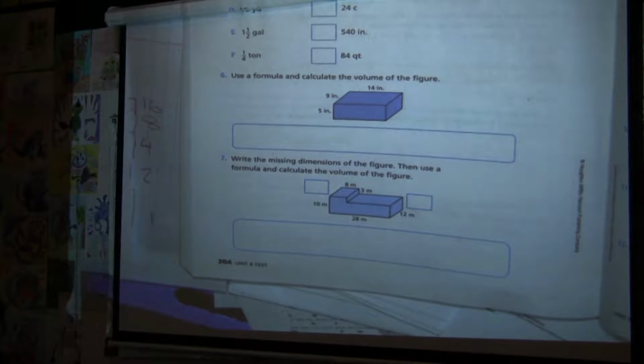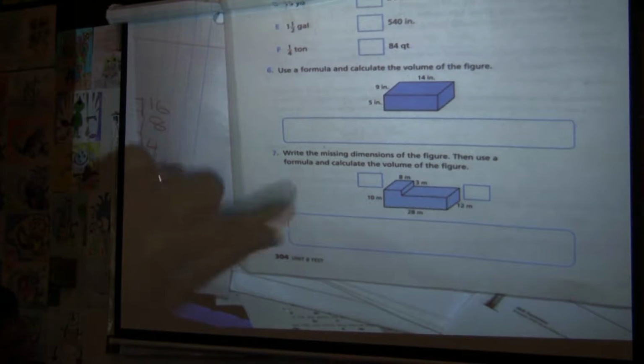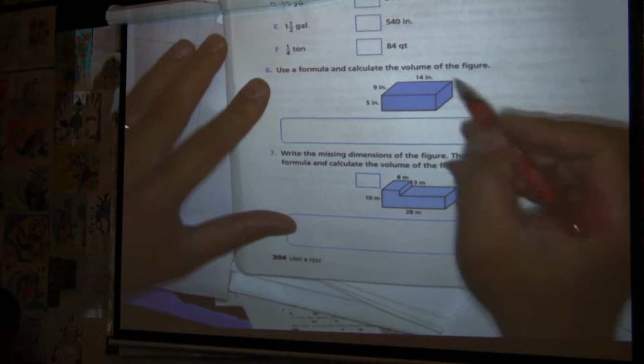Okay, we're now taking a look at the second half. If you've got nothing better to do in your life, then you want to see this. We're also looking at number 6 and number 7. Use a formula to calculate the volume of the figure.